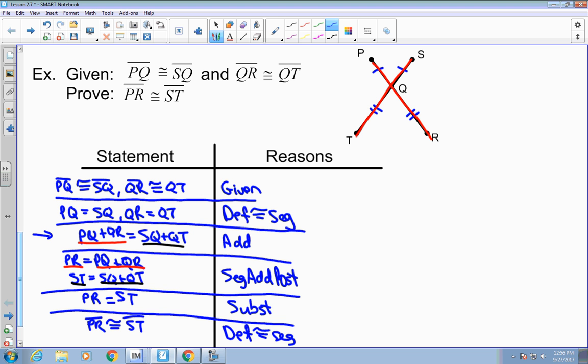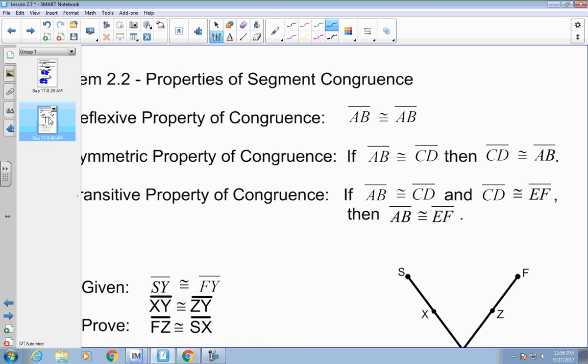Again, we started out with the little pieces congruent to each other. We changed it to this, right? Then we took the single arcs, the PQ and the SQ, and we added the double arcs to both sides. We added QR to one side and QT to the other. And with that in mind, we want to replace those sums with the whole. So I established what makes up the whole with the segment addition postulate, and then I was able to substitute, and then change it back to congruence.